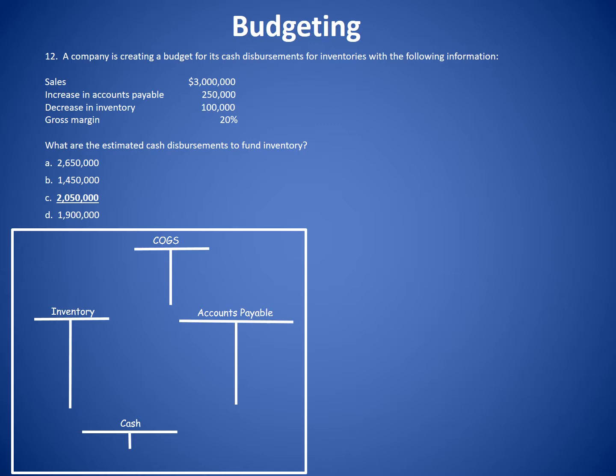Let's take a look at the answer to number 12. Again, the question is, what are the estimated cash disbursements to fund inventory? And the answer in this case is C, $2,050,000. In order to solve this problem, and again, it's not an easy problem, you have to understand the relationships between accounts payable and cash, between inventory and accounts payable, and between cost of goods sold and inventory. So let's see how those relationships are depicted here in this solution.